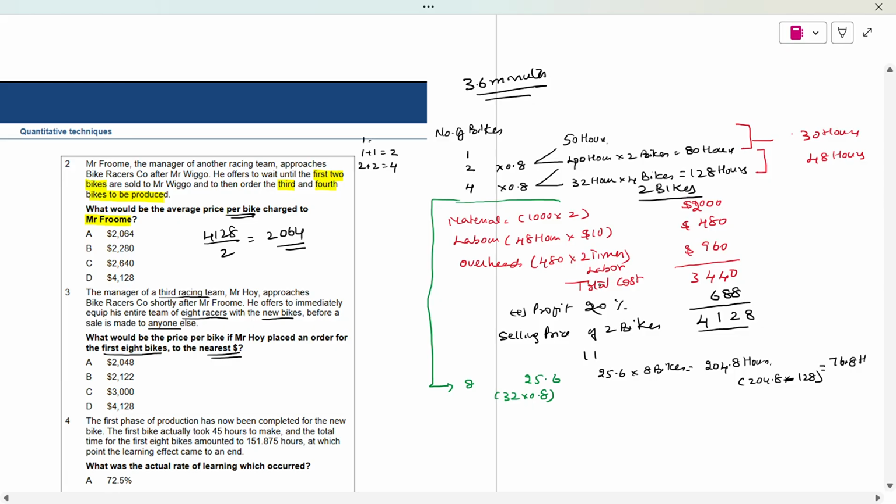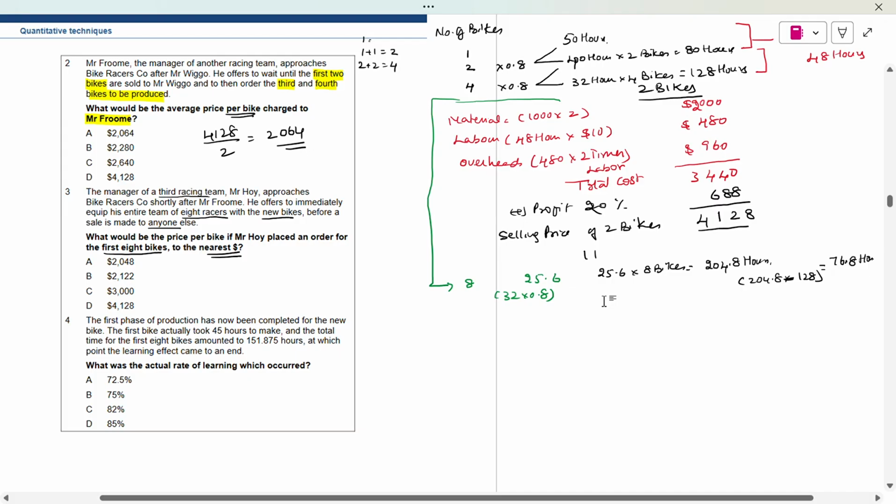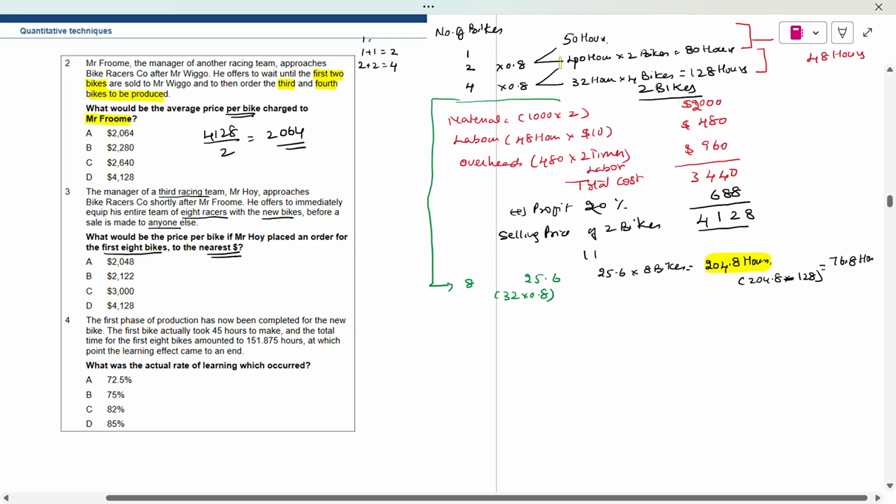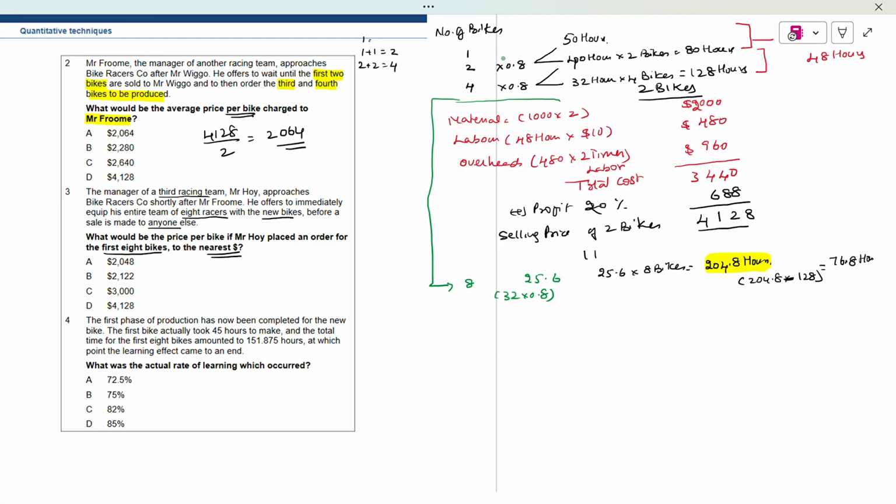76.8. Okay, 76.8. Now, how many hours are they using? They are using how many hours for 8 bikes? 204.8. Okay, they are using about 205 hours.